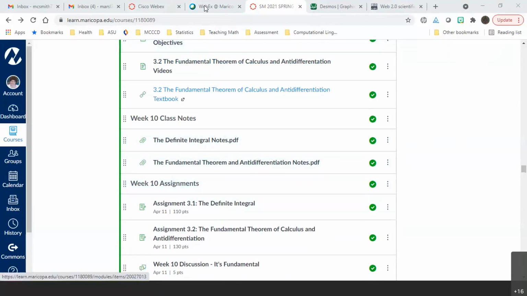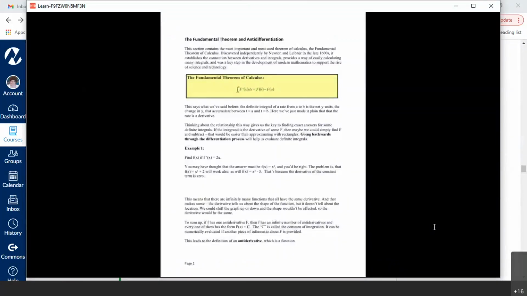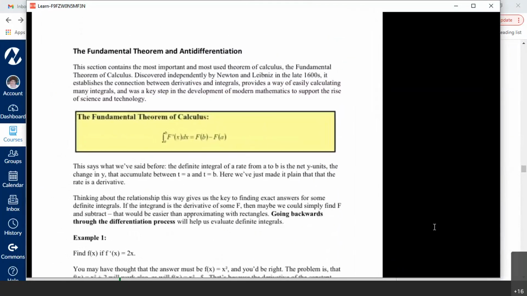Okay, let me share that with you. All right, so everybody should see my notes, fundamental theorem and antidifferentiation. I've excerpted these from your text, but be forewarned, it isn't everything that's in your text, so you may still want to go through that and pick up some of the extra examples that I didn't get a chance to do with you.